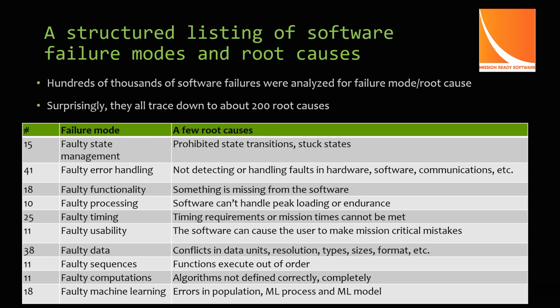There are several categories of failure modes. Faulty state management, for example. There are 15 CDEs related to faulty state management. These cover things like prohibited state transitions and stuck states. You can see the other categories there and the number of CDEs in each of those categories and a few examples of some of the many root causes in that category.